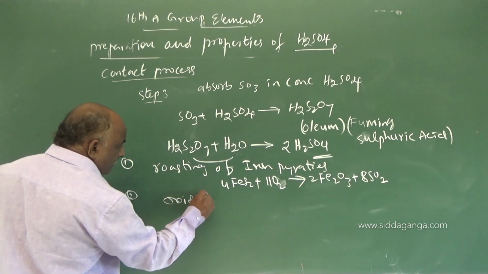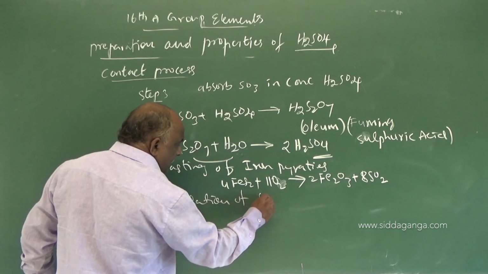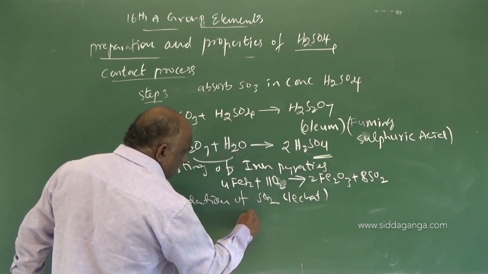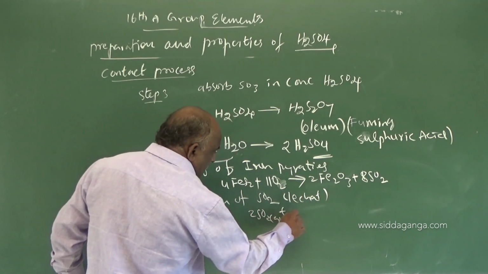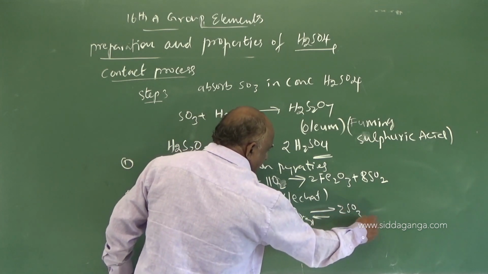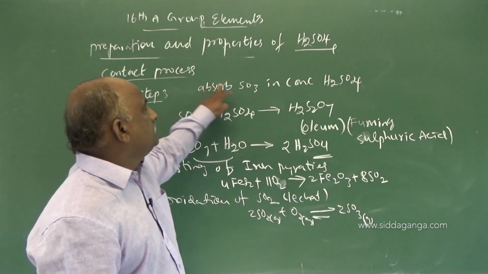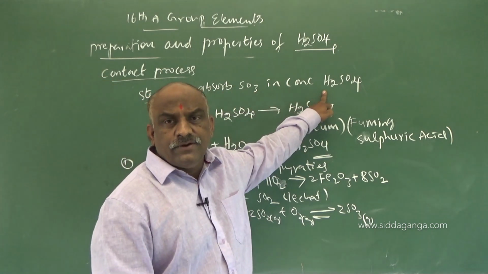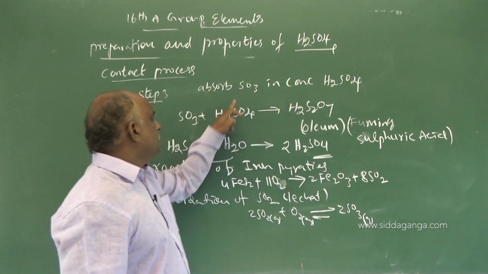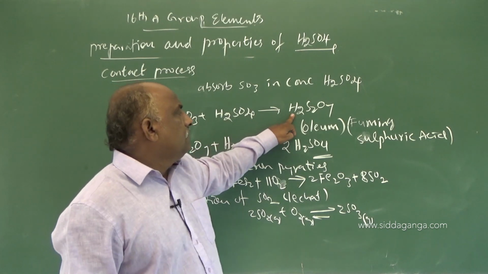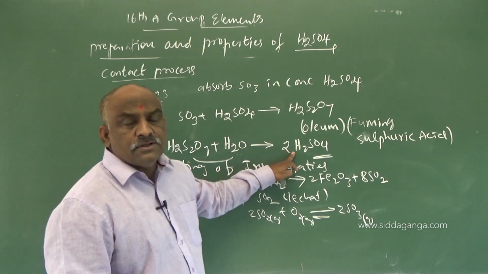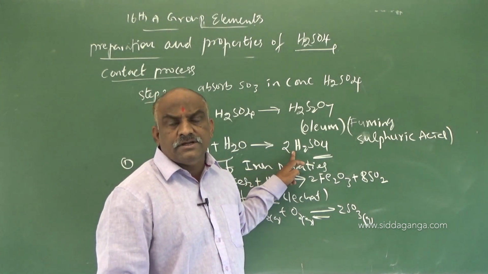And the second step is oxidation of SO2. This is based on Le Chatelier's principle: 2SO2 gas plus O2 gas in equilibrium with 2SO3 gas. And step 3, absorb SO3 in concentrated sulfuric acid. While absorbing SO3 in concentrated sulfuric acid, we get H2S2O7. This is called oleum, and dilution of oleum gives rise to sulfuric acid.